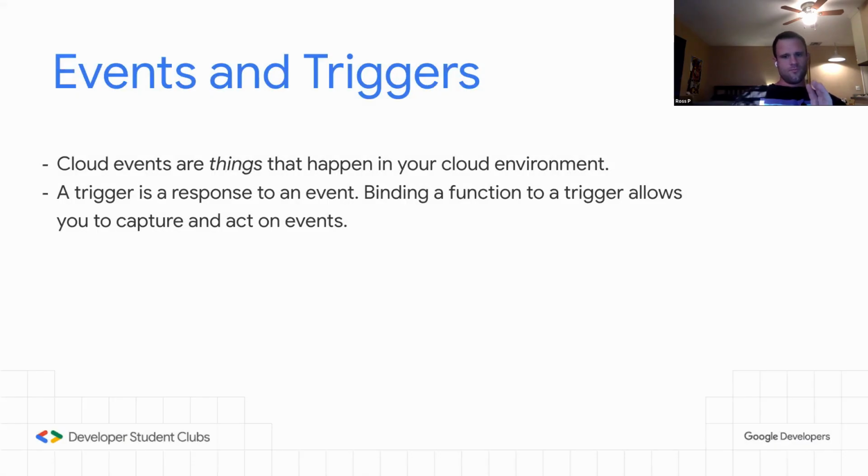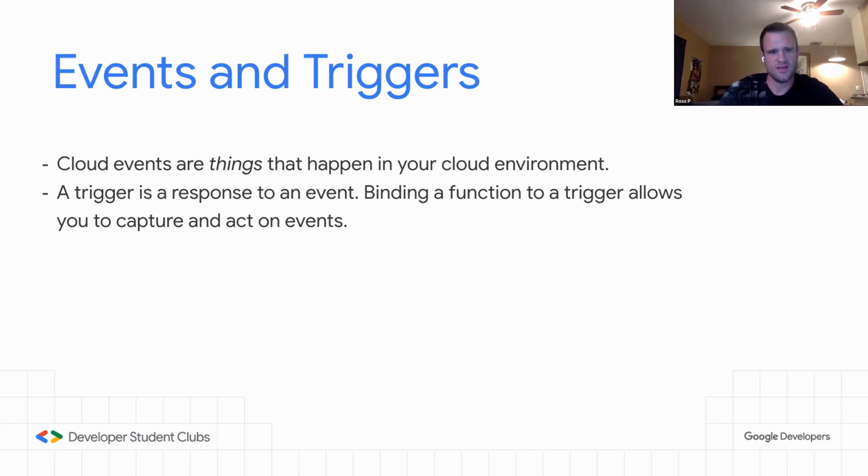Now, when it comes to these cloud functions, there are two very big ideas that it's important to understand. And those are events and triggers. So things like changes to data in a database, or files being added to a storage system, or a new virtual instance being created, those are events. So an event is really just anything that happens in your environment. So anything that happens is an event. Those are synonymous with each other.